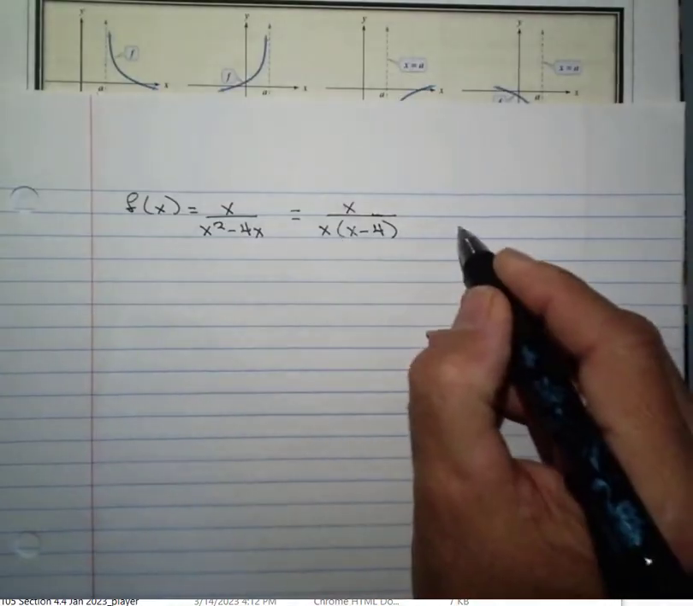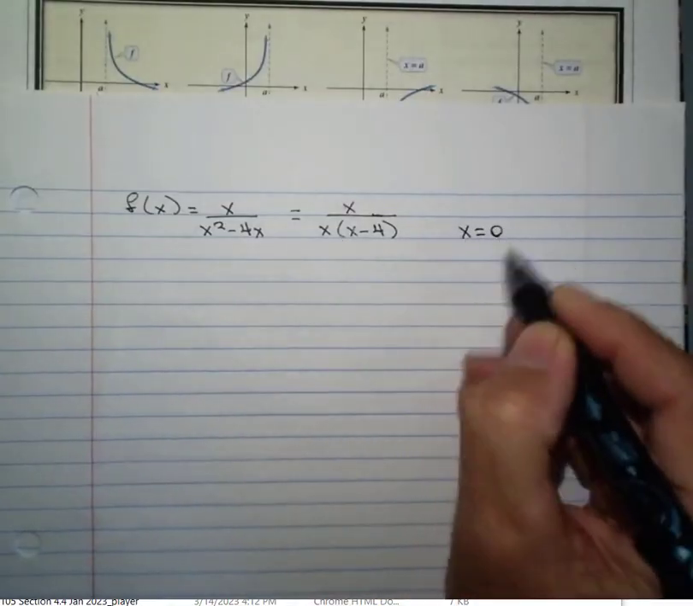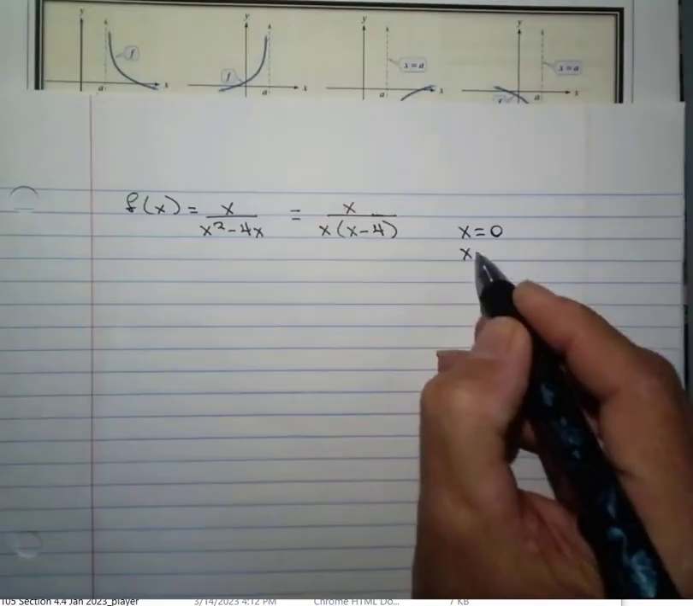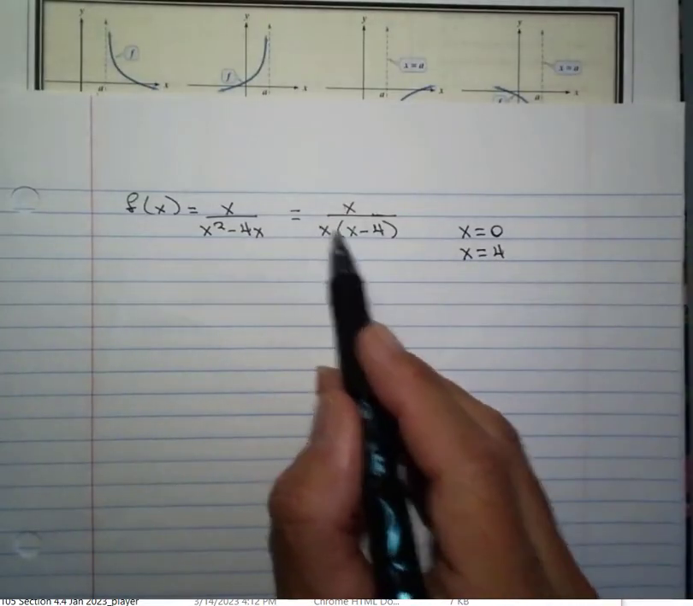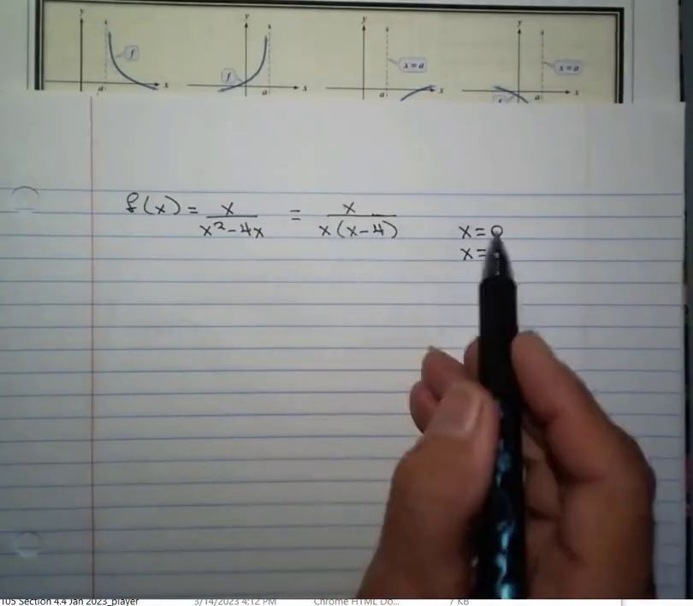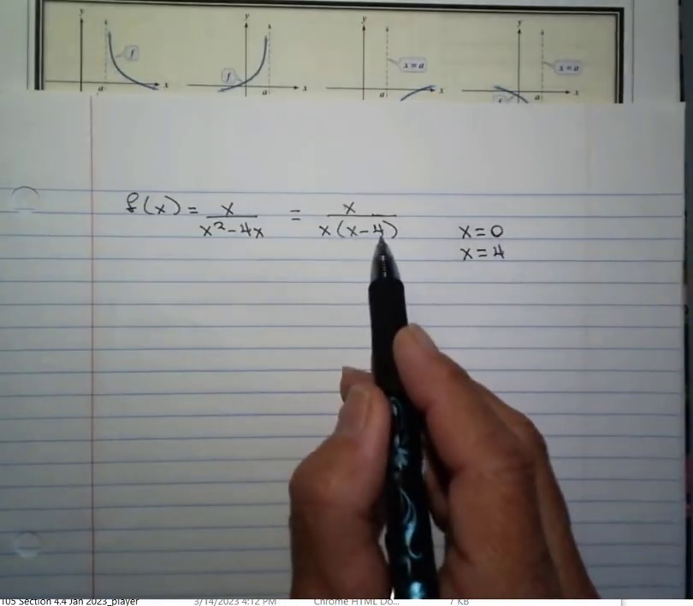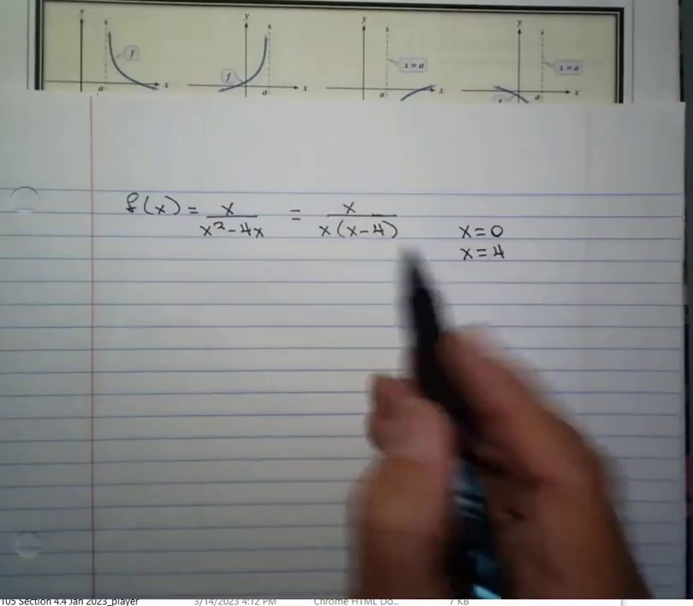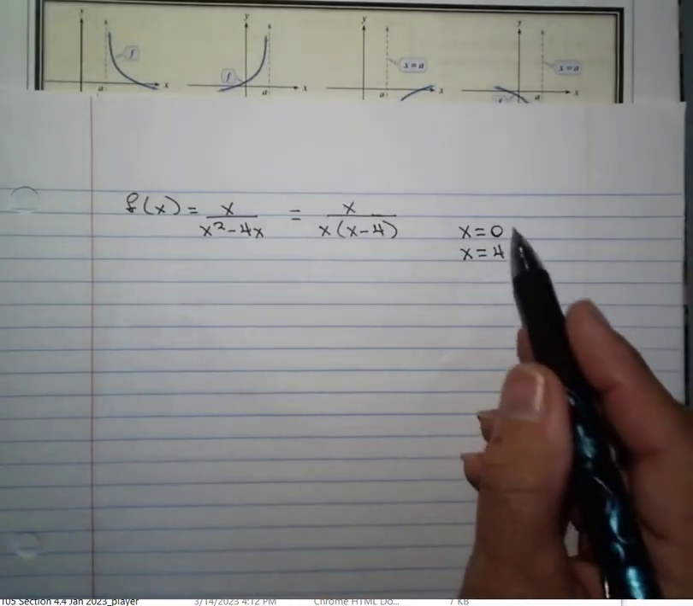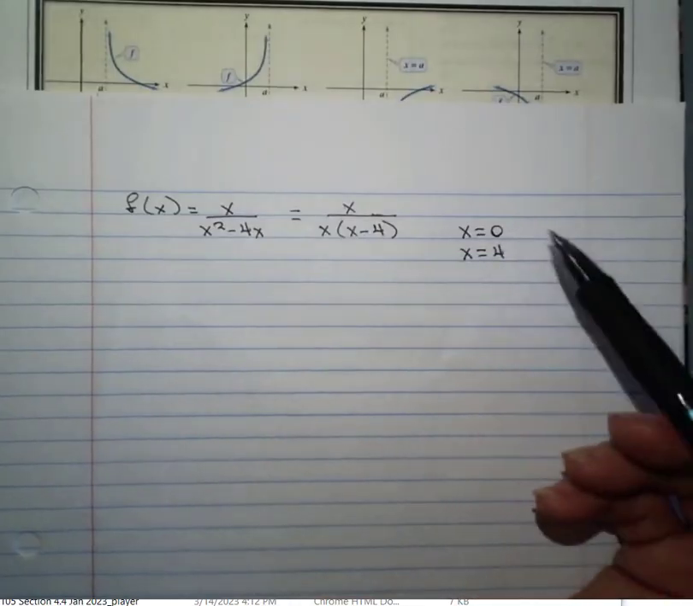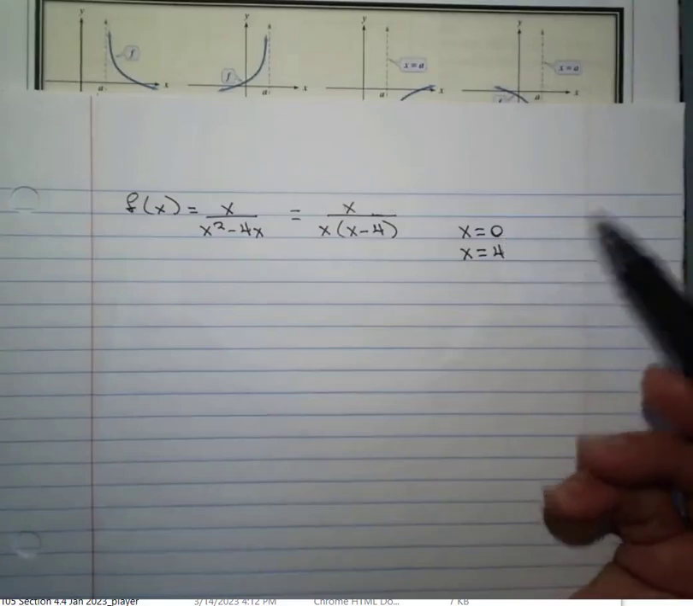The denominator is going to be 0 if x is equal to 0. It's also going to be 0 if x is equal to a positive 4. How did I find that? Well, I set each of the factors equal to 0. x is equal to 0, and then I said x minus 4 is equal to 0. Well, that would mean x was equal to a positive 4. You might have to write it down, but if you don't, this is okay. So I have 2 vertical asymptotes, possibly. One of them might be a hole.